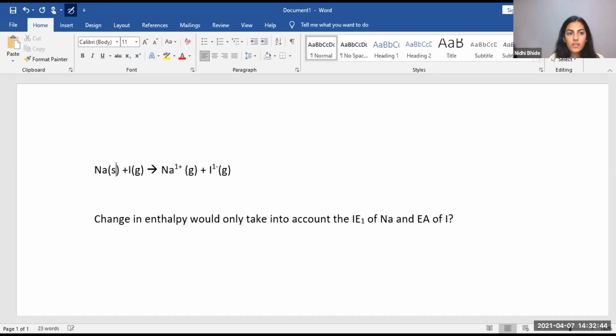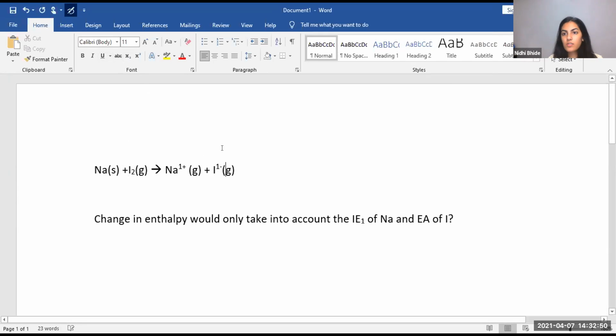Okay. If this was solid and if this was in its diatomic form, then I would have to consider the other factors. Of course, because you need to consider the Born-Haber cycle that I showed you in the explanation. Yeah, okay.